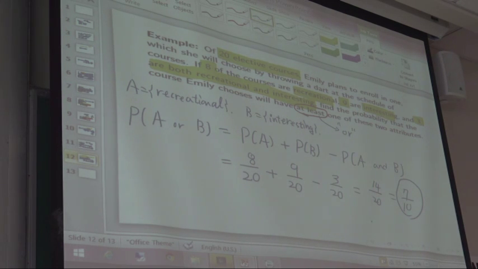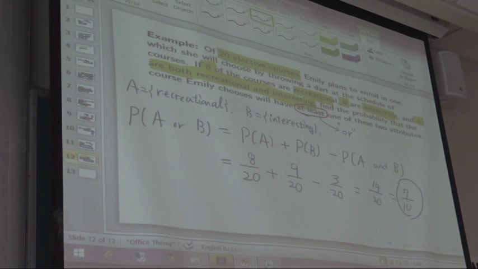I'm just a little confused on the 3 part. Why was it minus 3? Oh, 3 courses are both recreational and interesting, and you have to subtract that. Yeah, so we subtract that. Do you know why we have to subtract? Because if not, we are counting the AND case twice. In the set A, we count the AND case. In the set B, we count the AND case. Because we count it twice, we have to subtract it once. The ones that we counted twice were subtracted. That's right. So it's 14 out of 20.